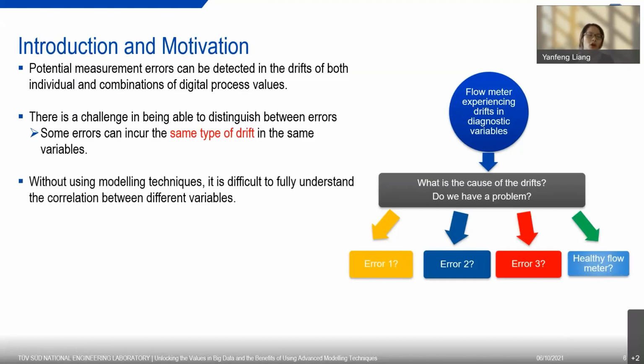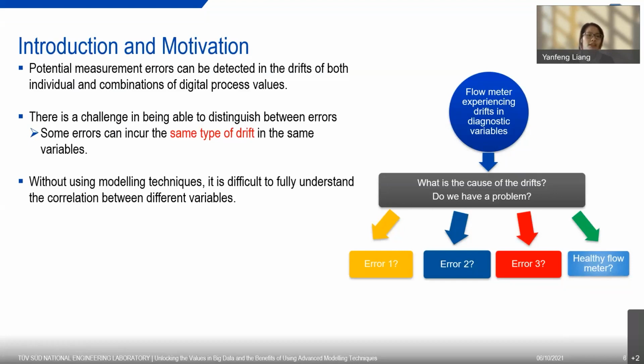In addition, because flow meters are capable of outputting a large amount of data and lots of variables, each of these variables has very complex, multiple interrelationships with each other. So without using modeling techniques, it's very difficult to fully understand the correlation between different variables and dissect the relationship between all the variables. For example, if we see a drift in variable A, does that mean that if we can find the error responsible for the drift in variable A, we have solved the problem? Not necessarily, because a drift in variable A could be a byproduct of a drift in its related variable. It could be something wrong with variable B, C, D, and F.